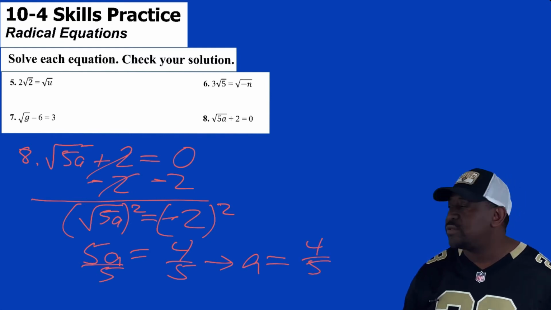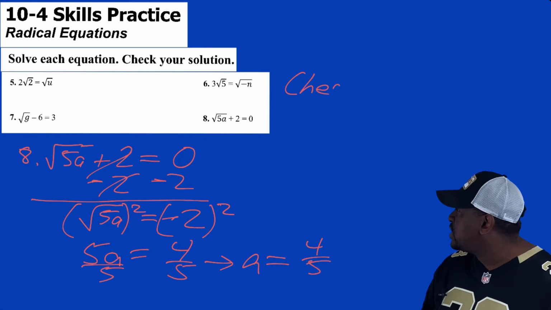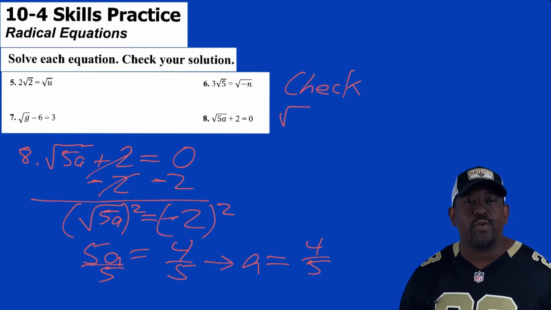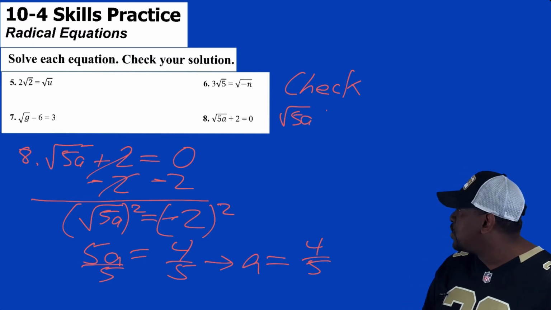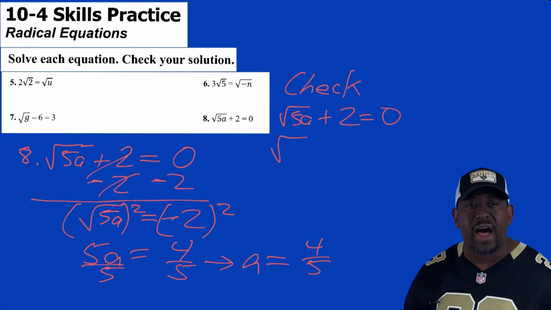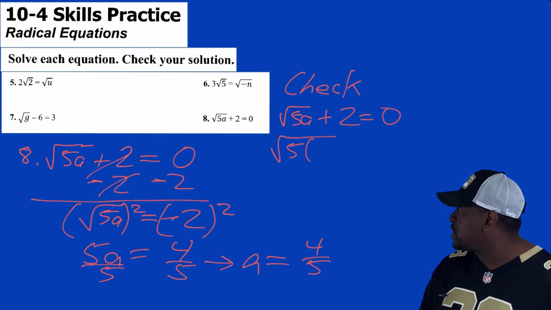So now again, we have to check our solution. We're going to write the original equation, and we will substitute 4/5 for a. And so we will end up having the square root of 5 times 4/5.